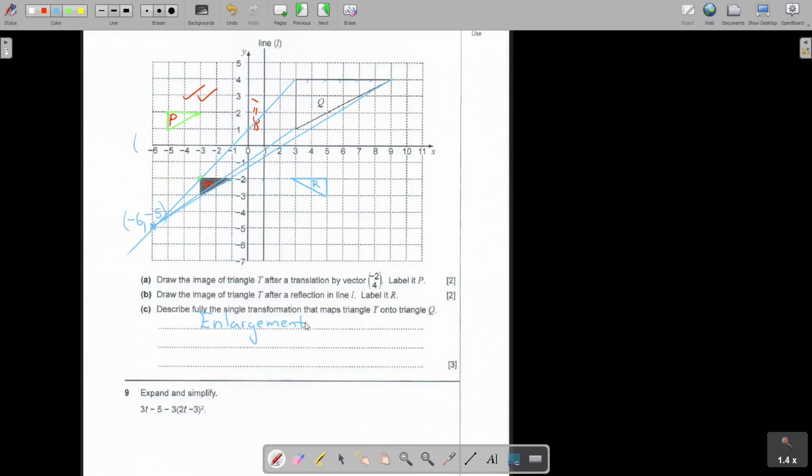Then the next mark, it's a scale factor of 3. And the next mark, the center of enlargement, and that is going to be -6 and -5. And you will get marks for every enlargement: scale factor, center. So please make sure it's 3 marks. Make sure you can do that. Not so difficult. Let's go to the next question.